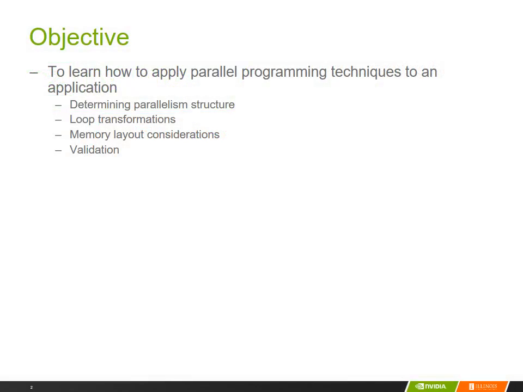The objective of this lecture is for students to learn how to apply parallel programming techniques that we have learned in the previous lectures to the non-Cartesian MRI reconstruction. We're going to go through the steps of determining the parallelism structure, and we're going to illustrate some loop transformations. We're going to go through a memory layout transformation, and we're also going to cover how one can validate the results of an optimized kernel function.